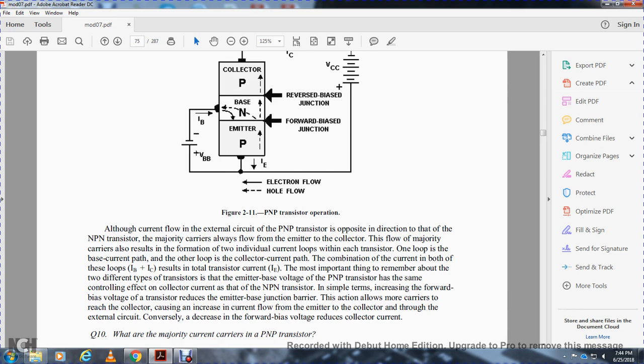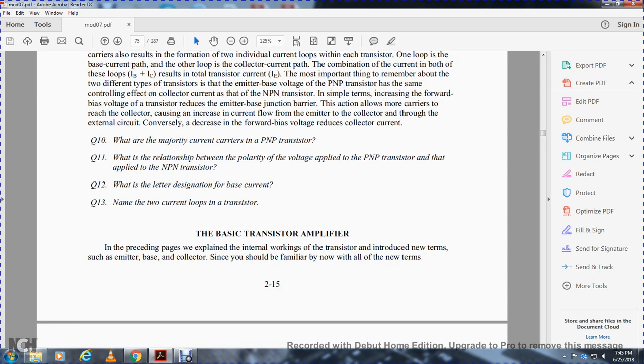The most important thing to remember for the two different types of transistors is the emitter base voltage. The positive, negative, positive transistor has the same controlling effect on the collector current as the negative, positive, negative transistor. In simple terms, increasing the forward base voltage of the transistor reduces the emitter base junction barrier. This action allows more carriers to reach the collector, causing an increase in the current flow from the emitter to the collector through the external circuit. Conversely, decreasing the forward bias voltage reduces the collector current.